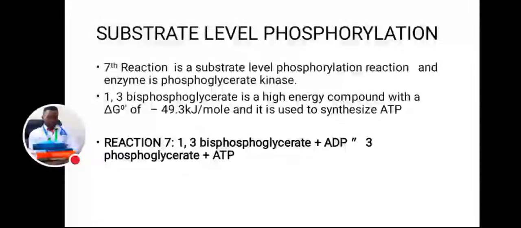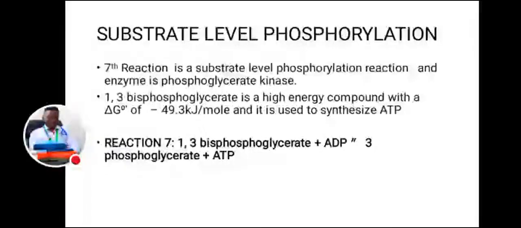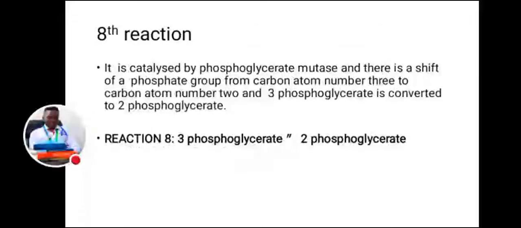To have ATP, 2 molecules of ATP that are produced. We have reaction number 7, we have 1,3 bisphosphoglycerate plus ADP, giving us 3 phosphoglycerate plus ATP. Okay. Then the 8th reaction is catalyzed by phosphoglycerate mutase.